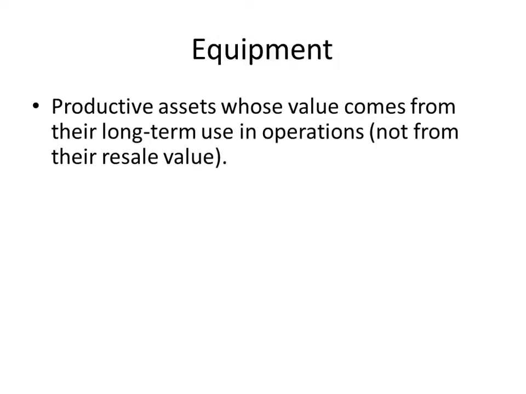So I write here not for their resale value, because sometimes you sell assets at a gain or at a loss, but that's not specifically why you have that asset. You don't buy it to sell it. If you bought something to sell it, what would it be called? Inventory, okay? So again, you want to make sure you can always distinguish between what you buy to operate and what you buy to resell, okay? You might end up selling equipment or a building or land at a gain or loss, but that's not its intended purpose. You didn't buy it just to sell it.